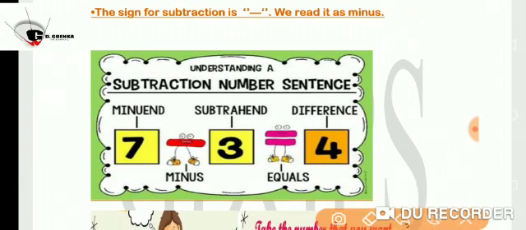In subtraction, minuend means the number that we are going to subtract from, and the quantity that we are going to take away from the minuend is called the subtrahend. Difference is the result of subtracting one number from another.